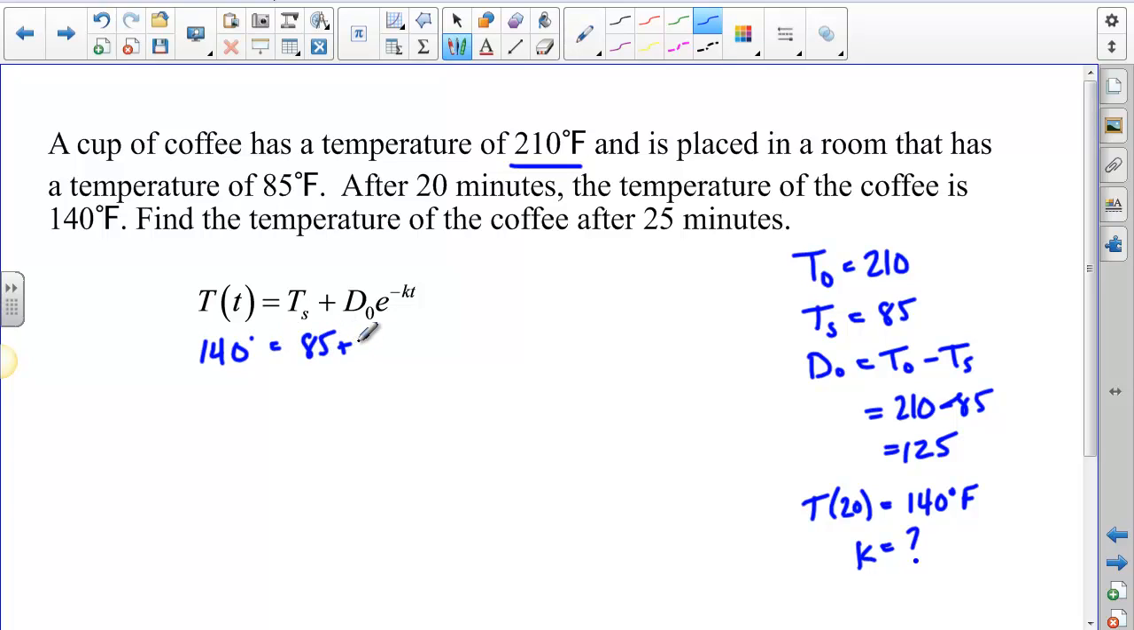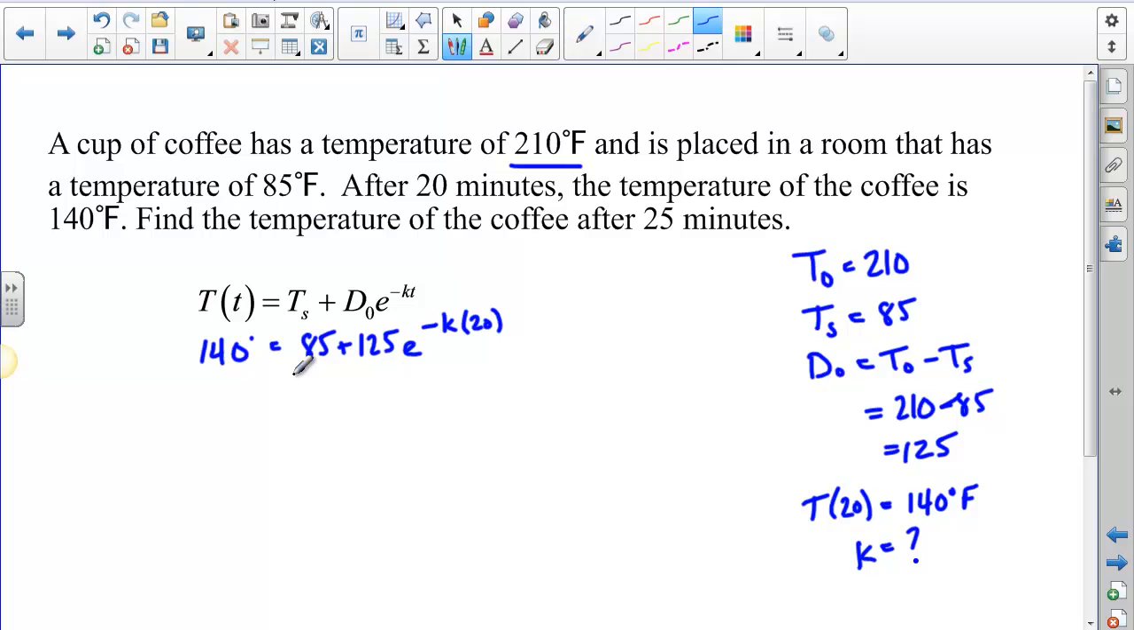We know D sub 0 is 125. We know e is e, the number e. We know K is what we're trying to find, and we know that it took us 20 minutes to get to this temperature. So I plugged in everything that I knew. I knew the temperature after t minutes, I knew t was 20, I knew D sub 0 and T sub S, and now I need to solve for K.